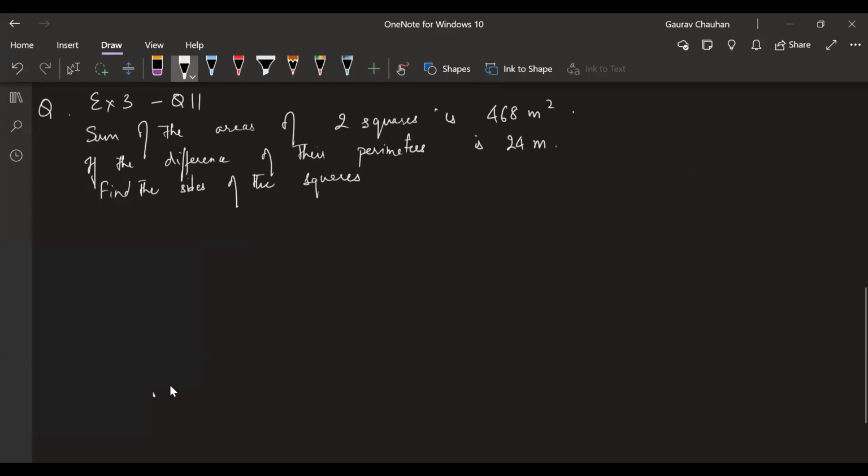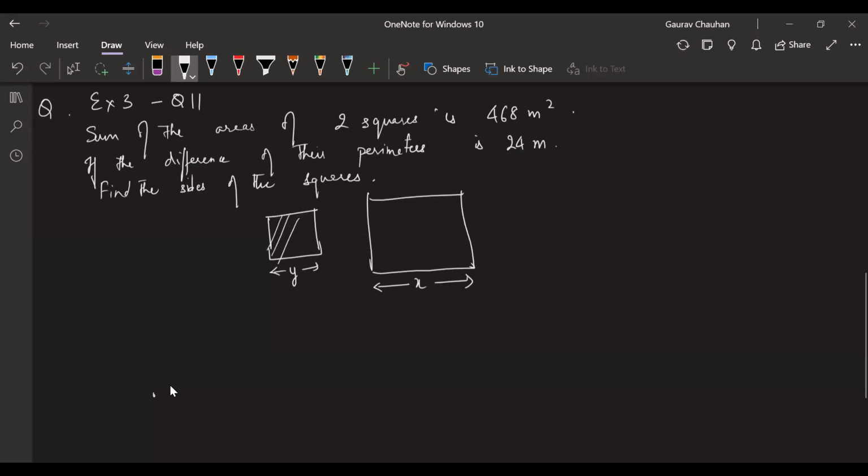Okay, leave it. So here there are two squares. First you draw two squares: one small square and one big square. Guys, mute yourself. Let's suppose the small square's side is y and the big square's side is x. We don't know the sides, but what we do know is both the areas and the perimeters.